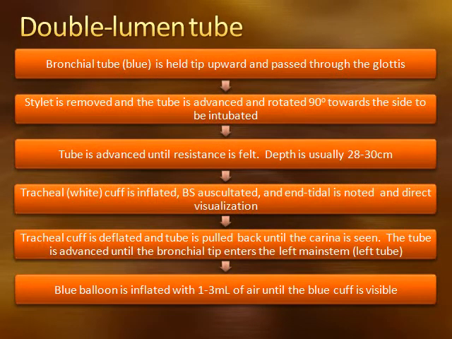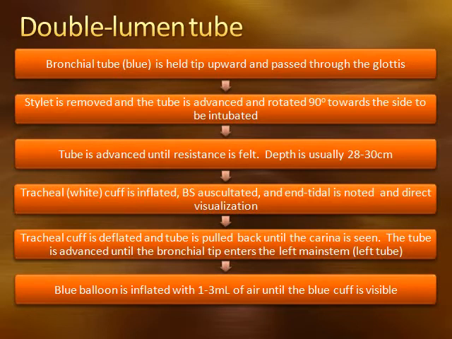Several methods can be used to insert the double lumen endotracheal tube: under direct laryngoscopy, via tube exchanger, or over a fiber optic bronchoscope. During placement, a laryngoscopy is performed. The distal bronchial, or blue, tube is held with the tip directed upward. As it passes through the glottis, the stylet is removed. At this point, the tube is advanced and rotated 90 degrees toward the side to be intubated and advanced until resistance is felt. The depth is usually between 28 and 30 centimeters. At this point, the tracheal, or white, cuff is inflated, breath sounds are auscultated, and end-tidal CO2 is noted on the capnogram.